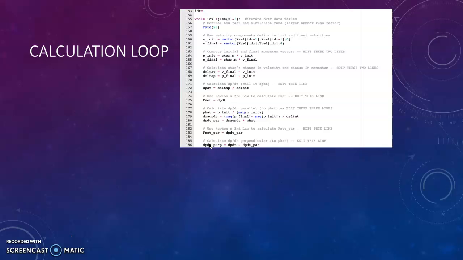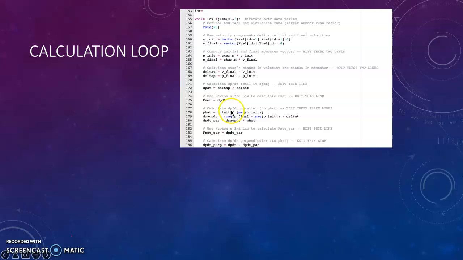So for the calculation loop below, we found initial velocity and final velocity, which was then used to find initial momentum and final momentum, multiplying the star's mass with initial velocity and final velocity. We then found the change in velocity and change in momentum by subtracting the initial versions of both from their final, which was then divided by change in time, or change in momentum over change in time. This gives you change in momentum, which is also equal to net force.